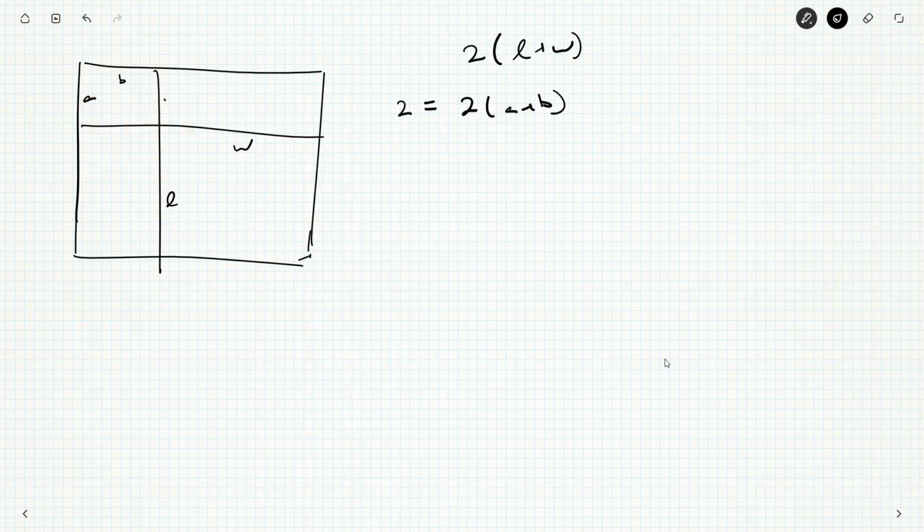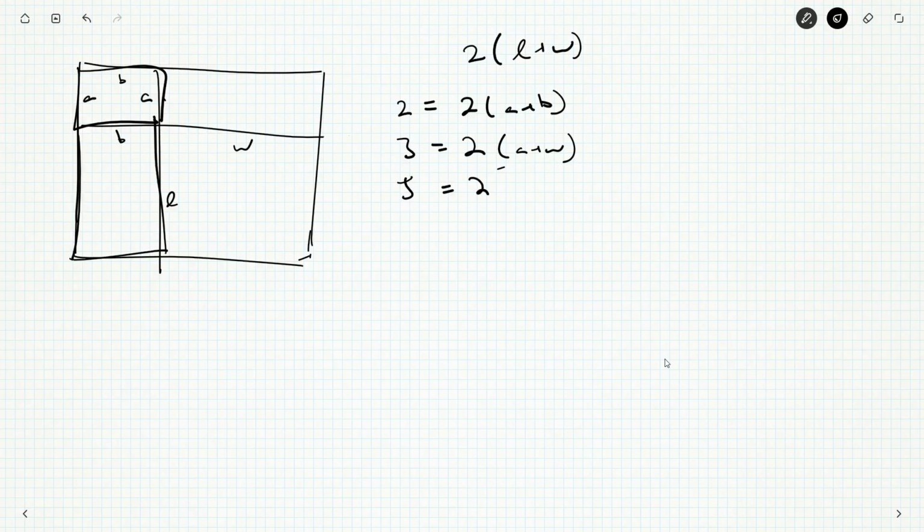And since it's a rectangle, opposite sides are the same length, so I'll get B here and I'll get A here. And then I know 3 is equal to 2A plus W. And I know 5, the other perimeter, is 2 times 2 copies of L and 2 copies of B, so 2 times B plus L. Okay, so I know this information, and I want to get 2L plus 2W.